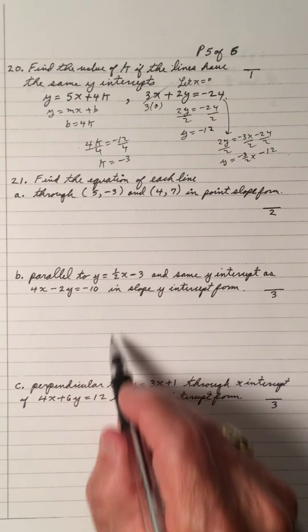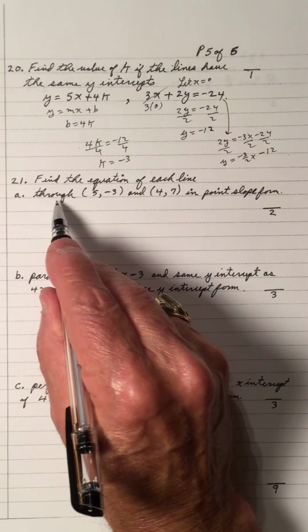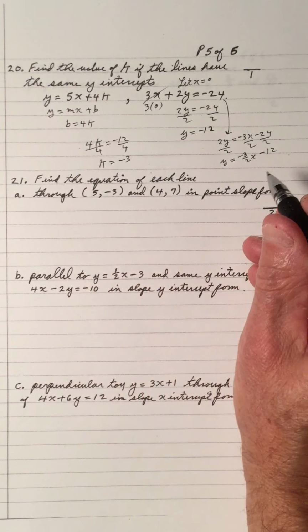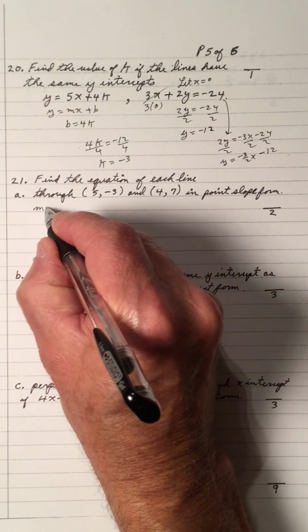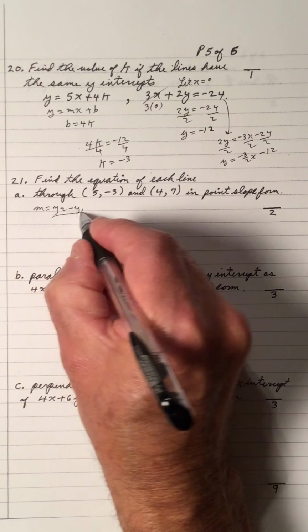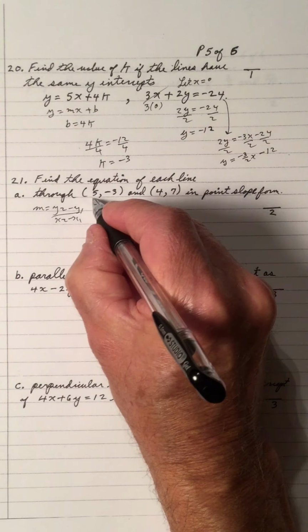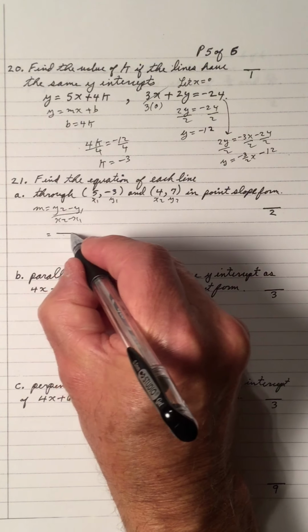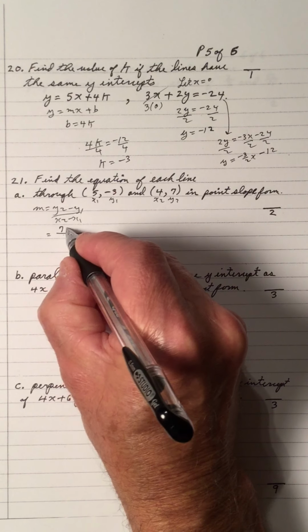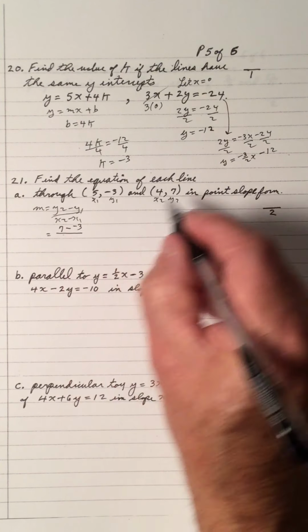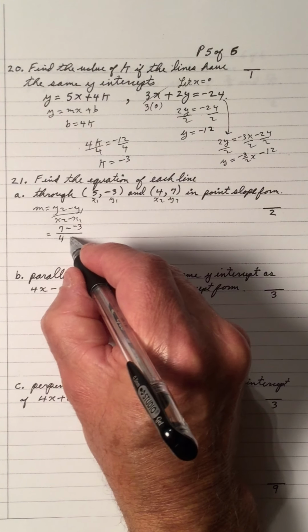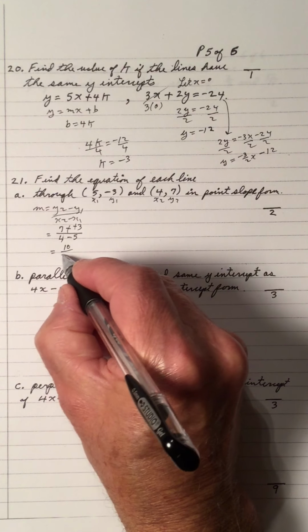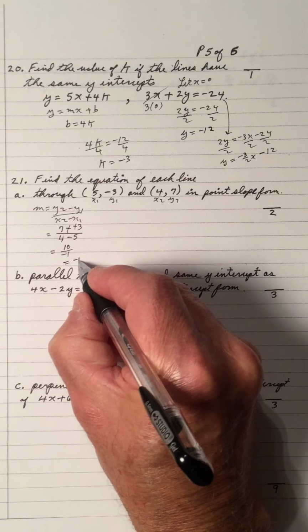Find the equation of each line that we have here. A line through these two points in point-slope form. We could pick either point, and we have to get a slope. The slope is y2 minus y1 over x2 minus x1. We take our time and work it out. y2 is 7, minus y1 which is negative 3, over x2 which is 4, minus 5. Double negative is a positive, so that's 10 over negative 1. So the slope is negative 10.